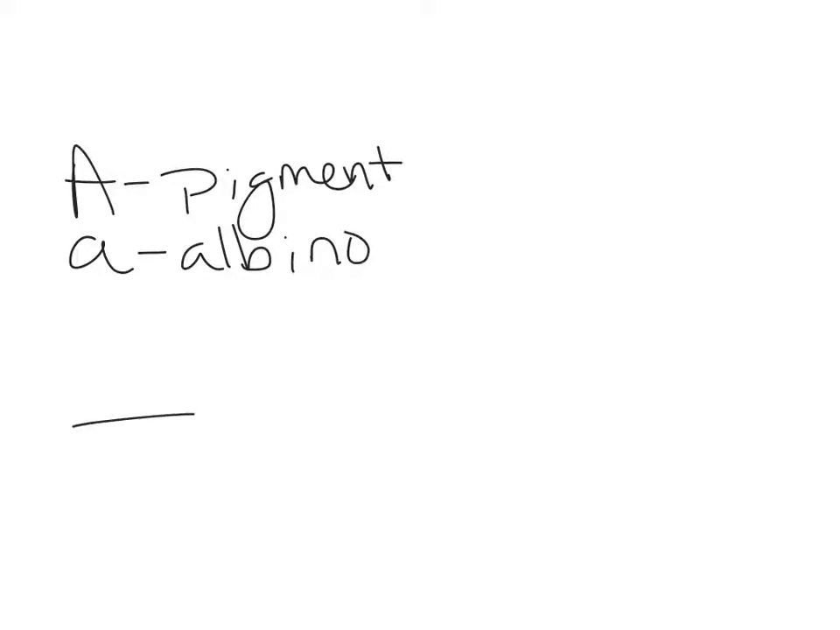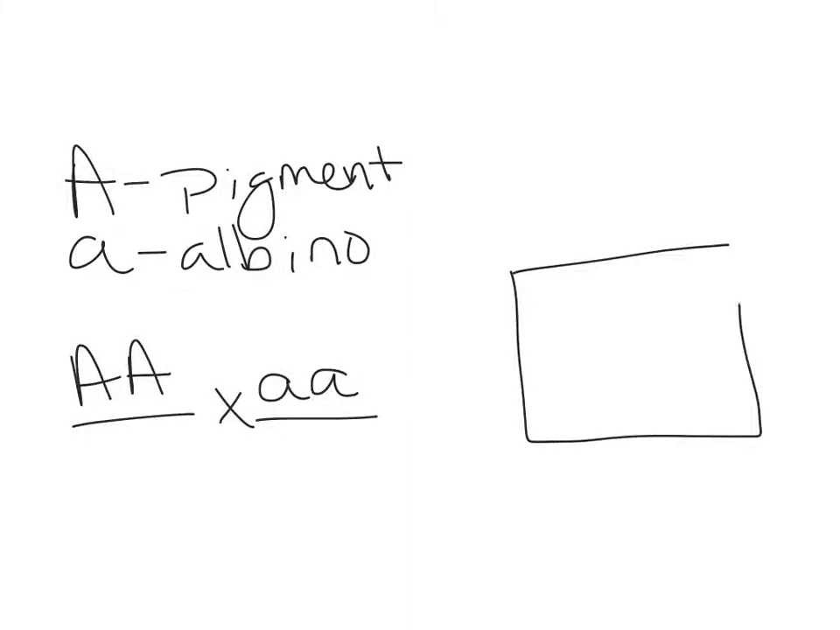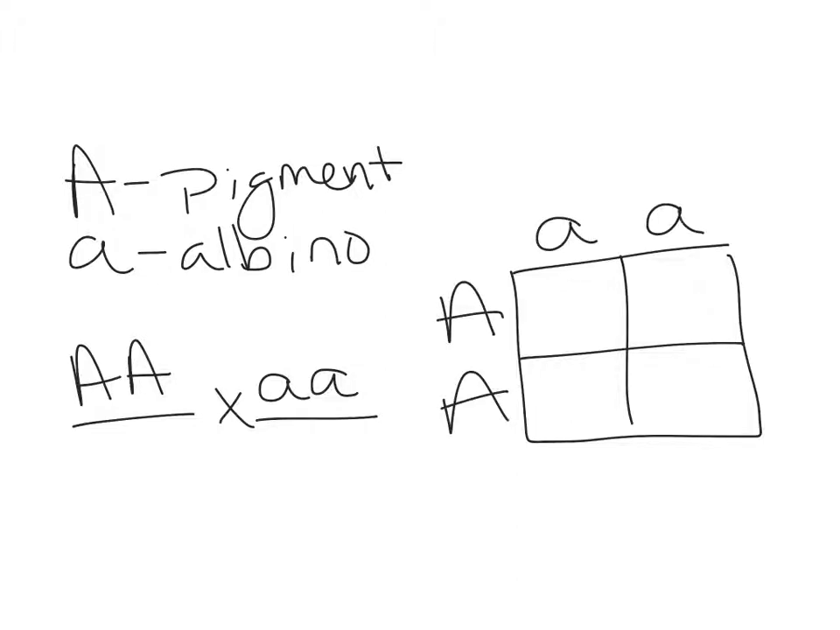And so our parents, we set up our cross, we have a homozygous dominant giraffe, big A, crossed with an albino giraffe. And the only way to see the albino allele show up is to have two copies of the recessive, so little a. So put those gametes on our Punnett square. First parent is big A, second parent is little a. We fill in the box with one allele from each parent.